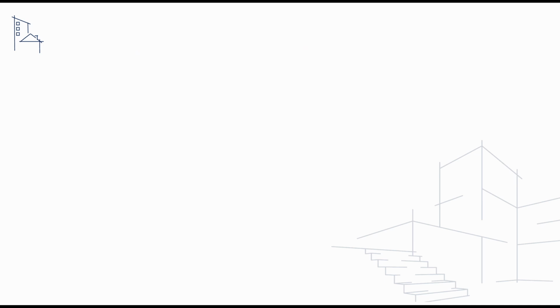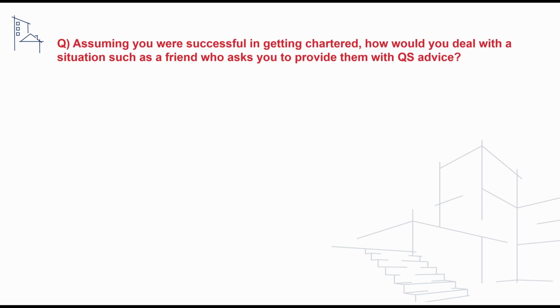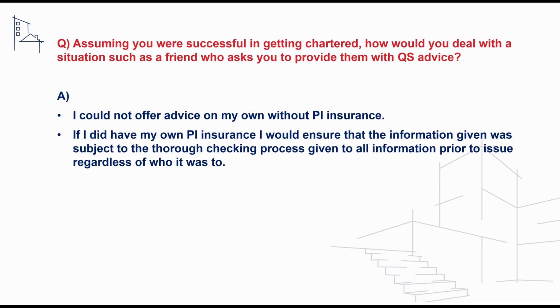The next question we'll take a look at is, assuming you were successful in getting chartered, how would you deal with a situation where a friend asked you to provide them with professional advice? And to address this, we would need to say that we could not offer advice without having appropriate PI insurance in place. If we did have our own PI insurance, we would need to ensure that the information given was subject to thorough checking processes given to all information prior to issue, regardless whether this was to a friend or a client.